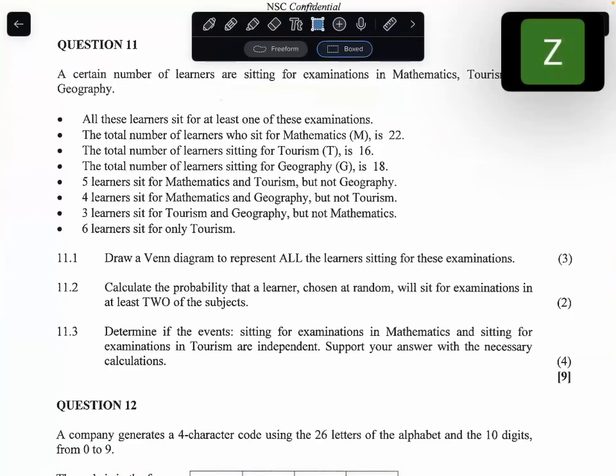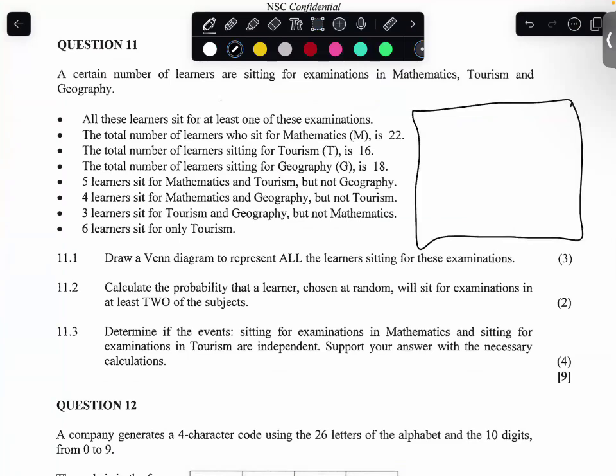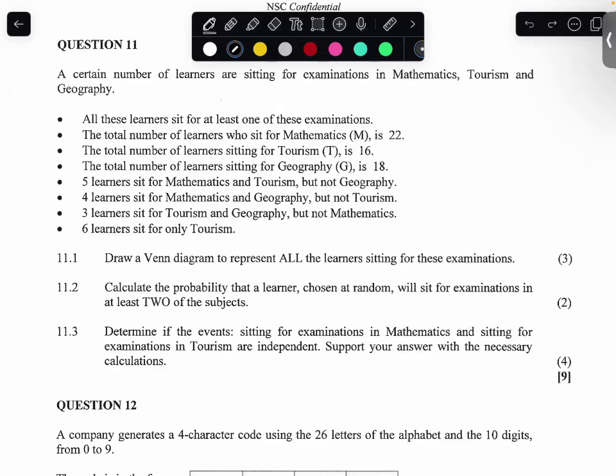All right, question 11, they brought a little bit of grade 11 into this paper. It said, a certain number of learners are sitting for examinations in mathematics, tourism, and geography. All these learners sit for at least one of these examinations. So already from all the points that they're giving, I know that this is going to be a Venn diagram. But from the first point, whatever the Venn may look like, I know there's nothing outside the Venn because they say all of these learners will sit for at least one of these examinations, which means the number outside here is 0.